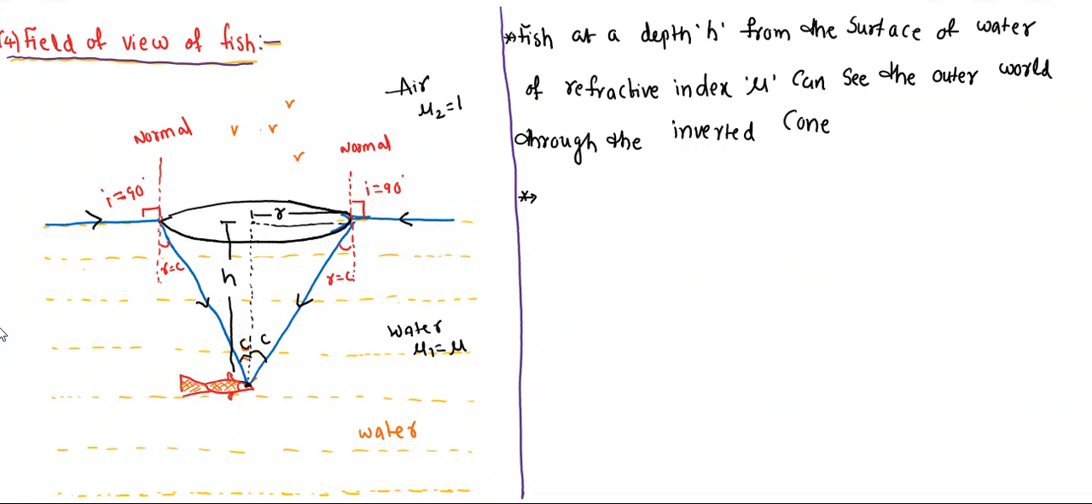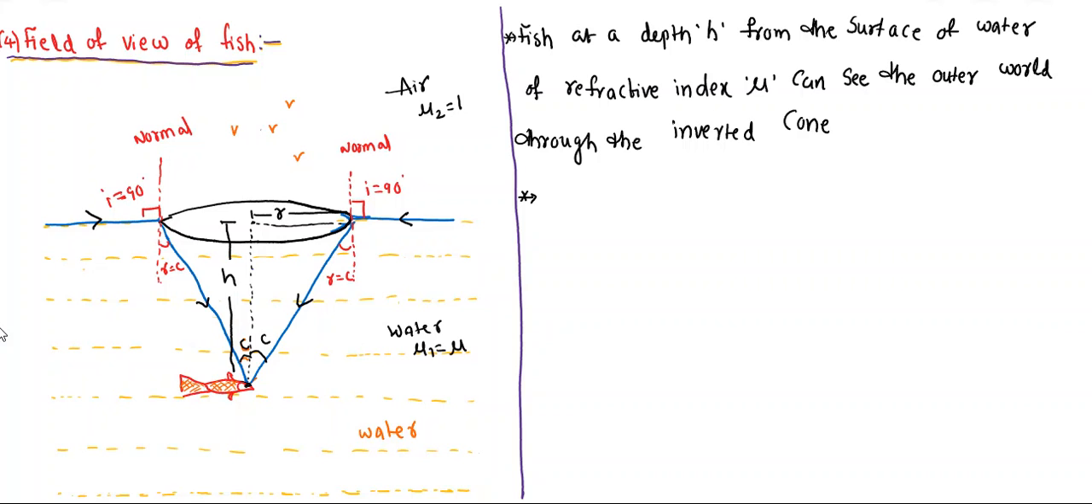Through what area of the circle it can see the outside world, that formula I am going to derive. This is the outside world seen through a cone, right? Through a cone it will see, so what is the vertex angle, and what is the radius of the circle through which it can see the outside world. These are the things we are going to discuss. And this is the water and this is the air.